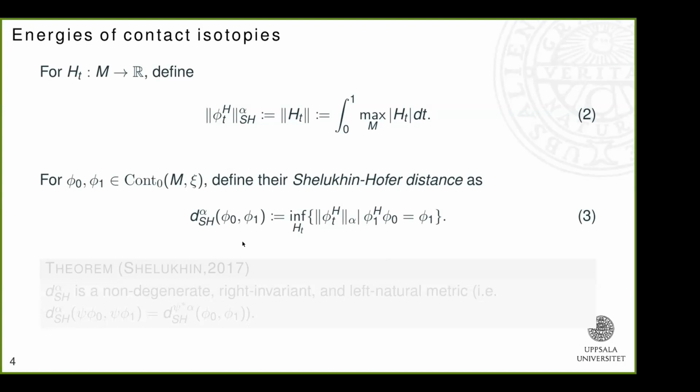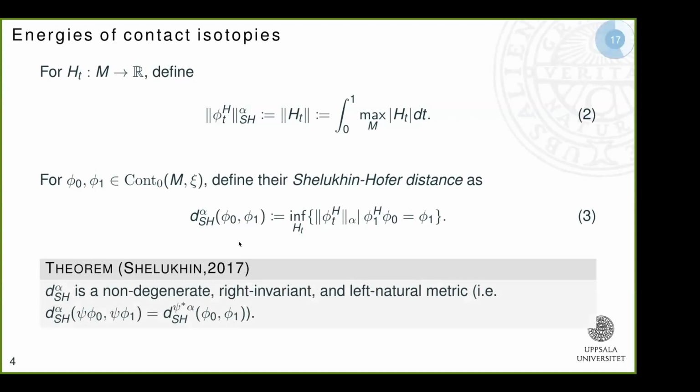And this always defines a pseudo-metric on the contactomorphism group, but in fact, Shelukhin showed that this Shelukhin-Hofer distance is actually a metric, meaning it is non-degenerate, and it is also right invariant and left natural. And left natural in this case means that if we act from the left by a contactomorphism psi, then again we get the distance, but with respect to a different contact form, namely the pullback of alpha by psi.